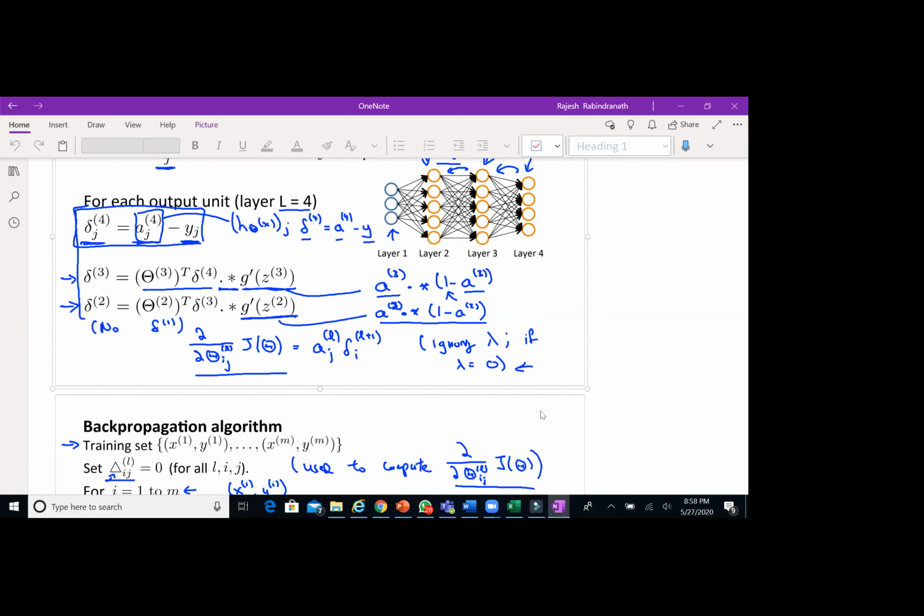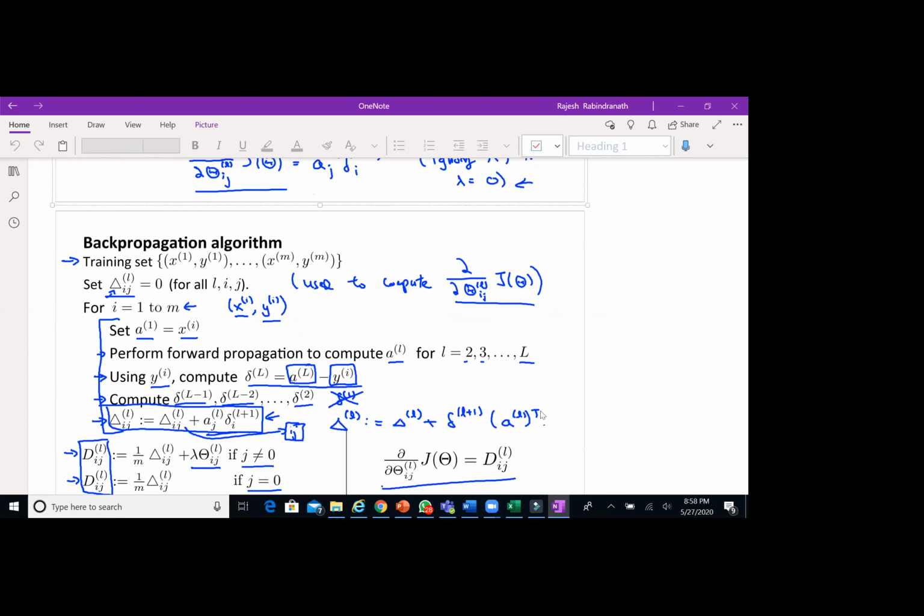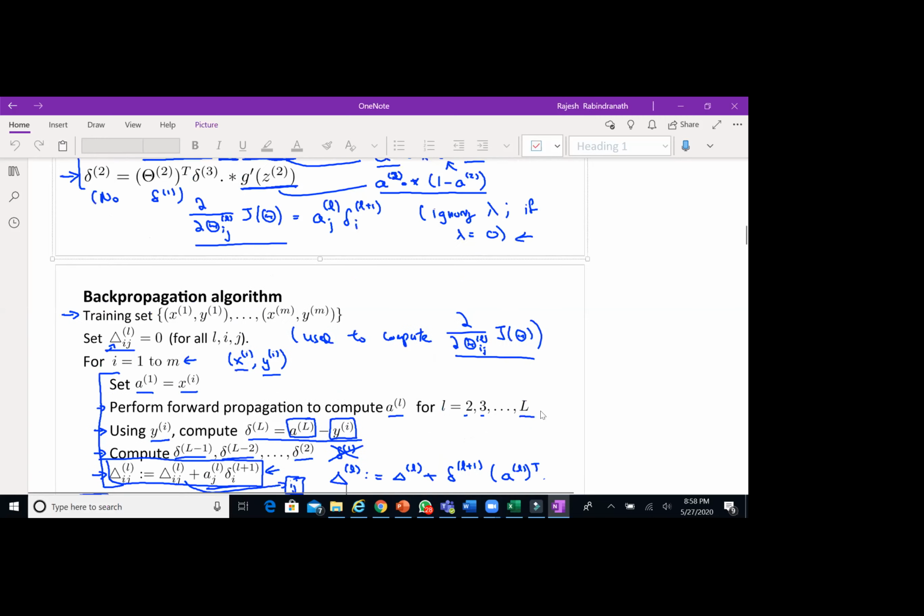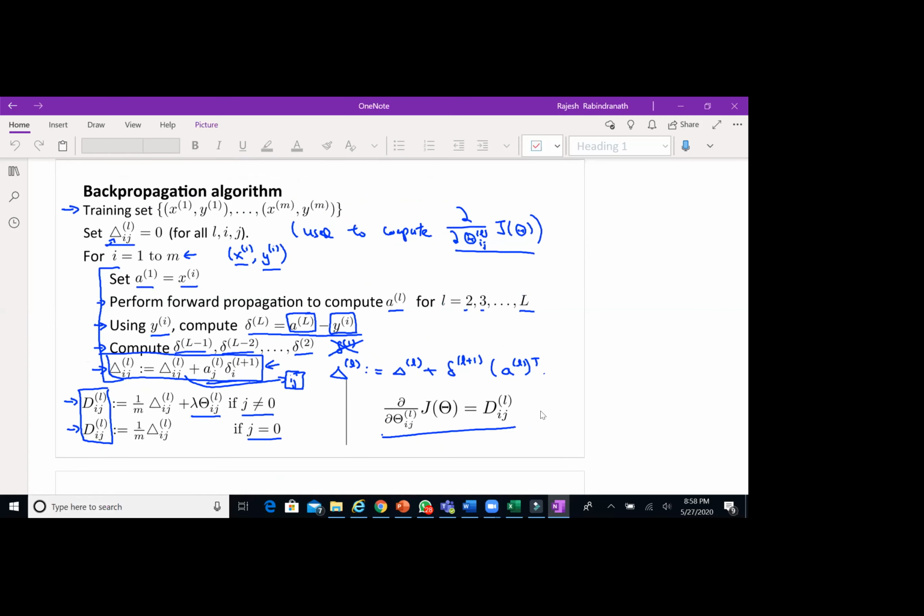There is a formula for that. We discussed it. And then this is going to give you the partial derivative of the cost function for one example. And then that has to be aggregated for every item in the training set, and you have to take an average.